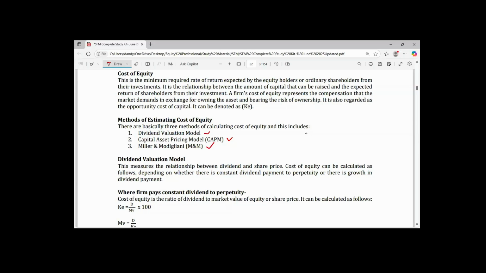So we dwelt so much on the dividend valuation model in our last class. And I said that using the dividend valuation model, cost of equity is computed as the ratio of dividend to ex-div share price, depending on whether dividend will remain constant to perpetuity or dividend will grow. All right. Whether or not dividend will grow, of course, cost of equity using the dividend valuation model is the ratio of dividend to share price.